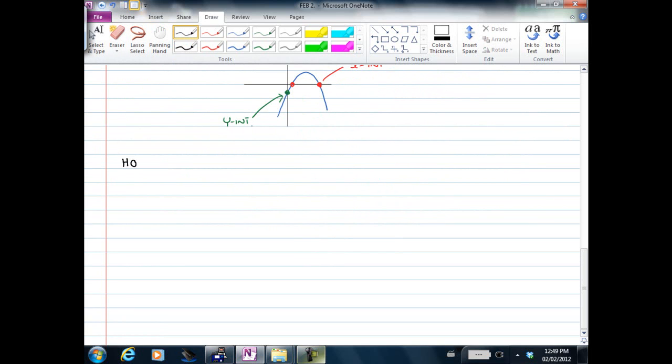How to find x and y intercept. The whole concept of finding x and y intercept lies in the definition of x and y intercept. So let's start with something simple right now, x-intercept.